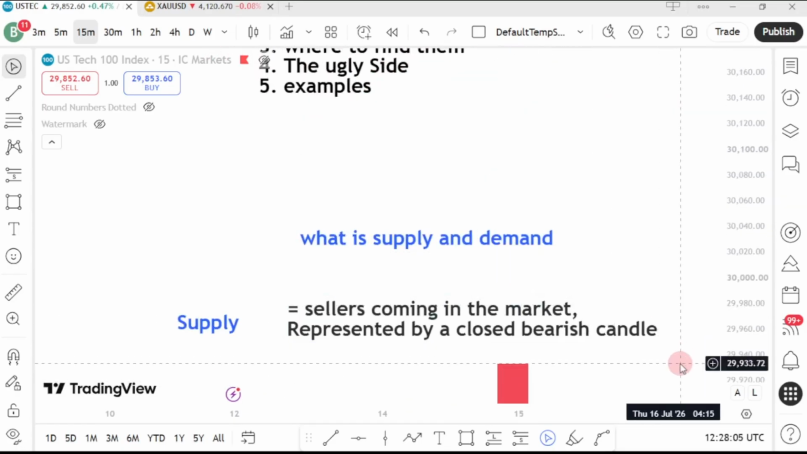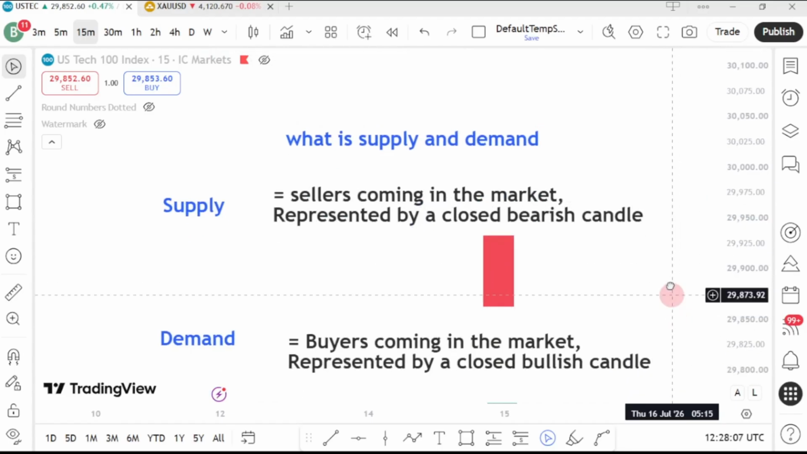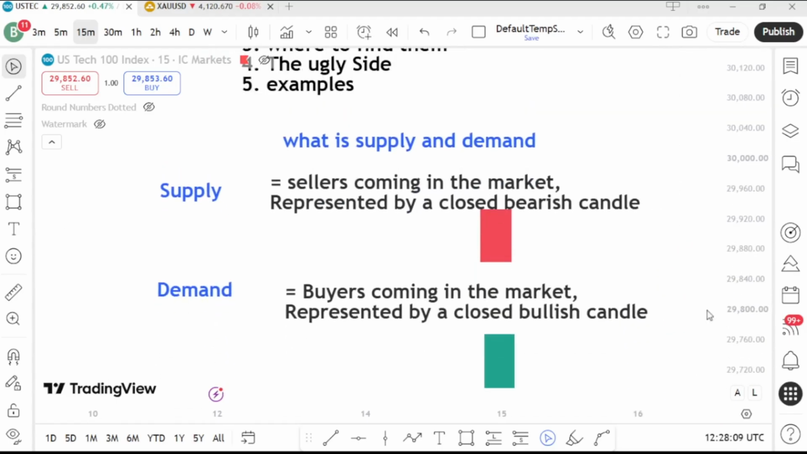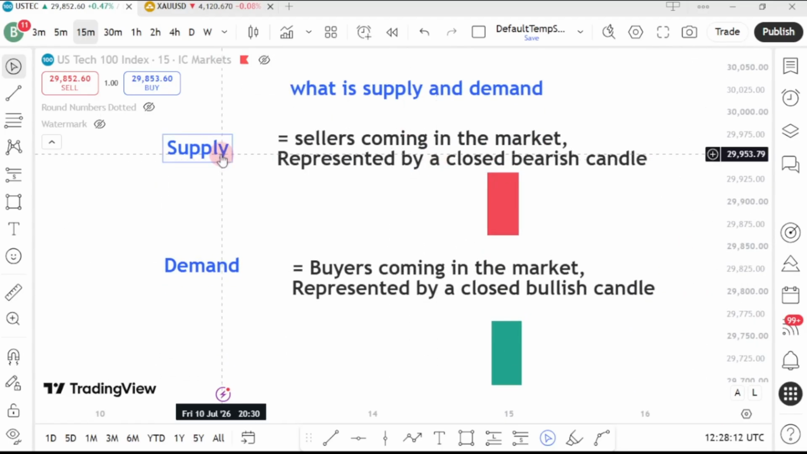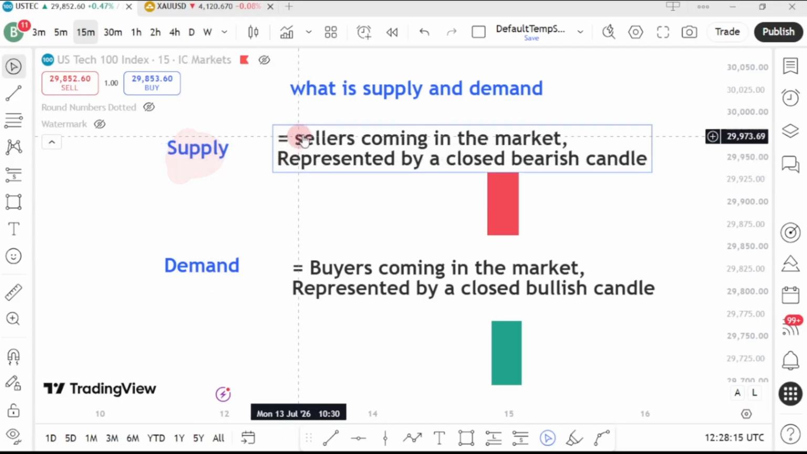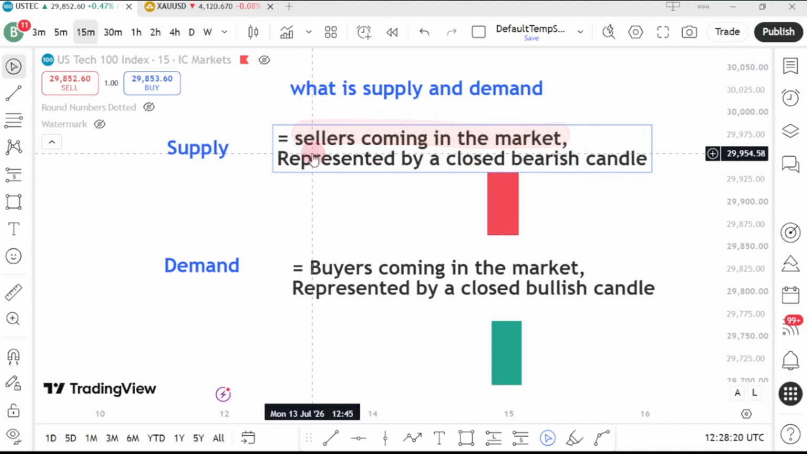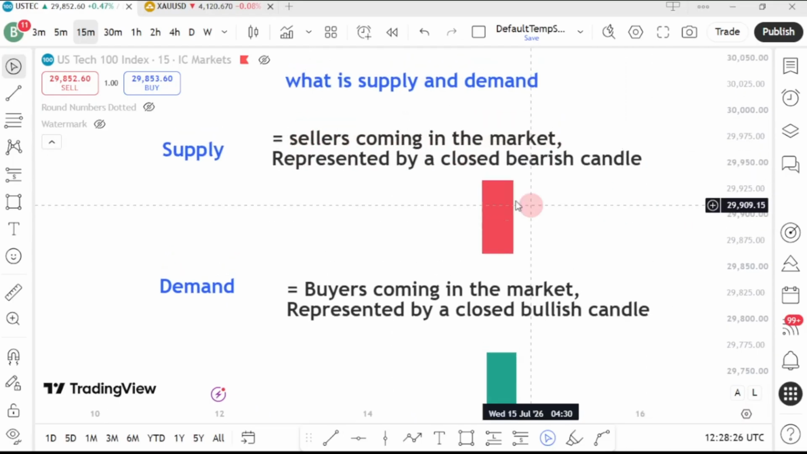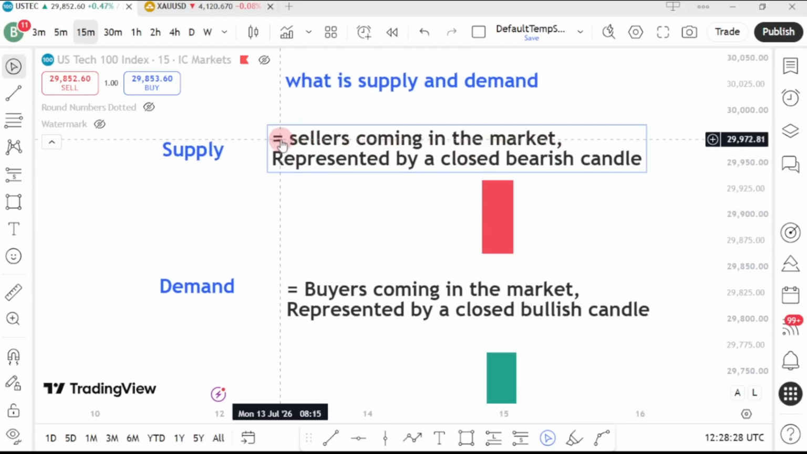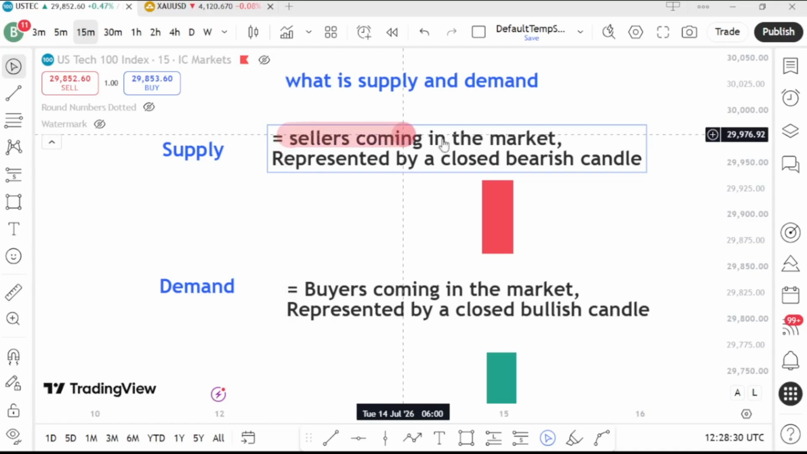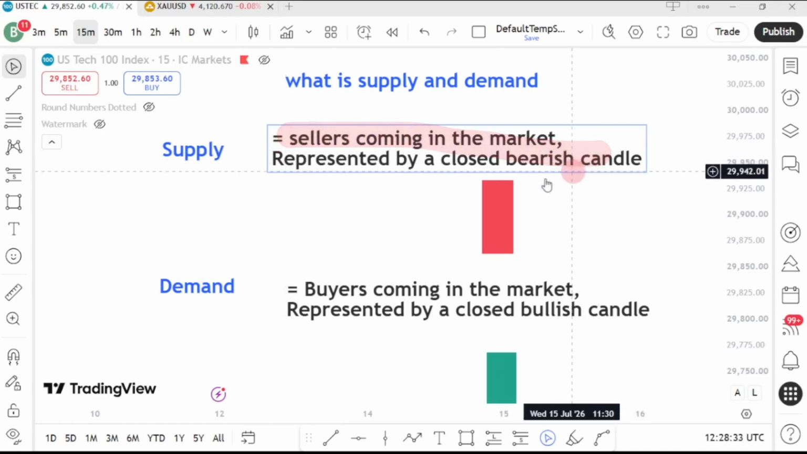I'm going to make this as simple as possible without any complication so that even a beginner can follow, right? Now, let's first of all talk about supply. When you're talking about supply, it simply means that sellers are coming into the market. I know that the definition of supply according to economics is a little bit complicated, but we don't need that. In the context of trading, just see it this way. Supply simply means that sellers are coming into the market, right?